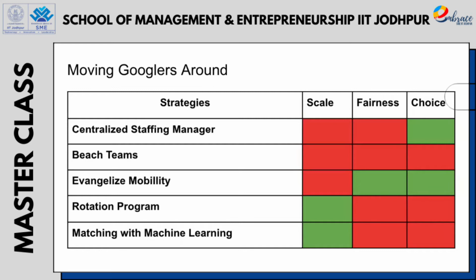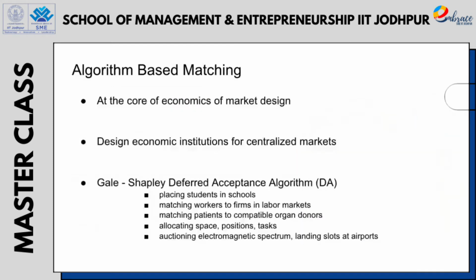The work here brings us to what we refer to as matching markets and the field of market design. Now, as I said, the economics of market design is largely to do with designing economic institutions or markets in a centralized setup. The core of matching markets is the Gale-Shapley deferred acceptance algorithm. It is the work that Gale and Shapley did back in the 70s, which won them a Nobel Prize.